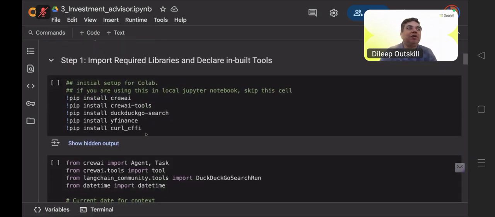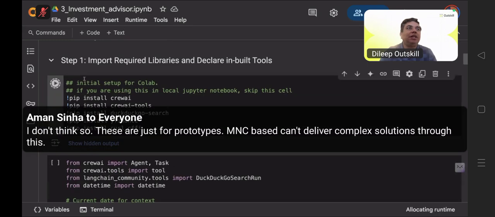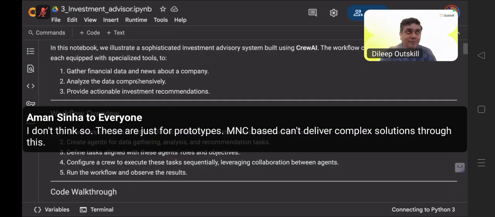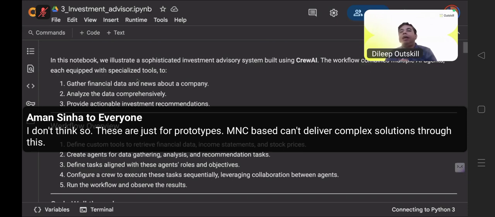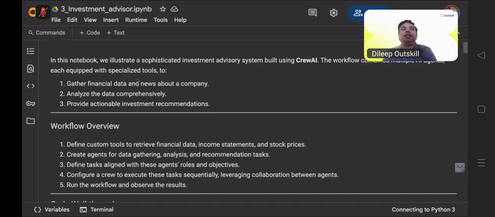So first, before I explain, let me do the installations and get them out of the way. So here I'm going to define the custom tools to retrieve the financial data, to retrieve the income statements, and to get my stock prices. Those are the tools I'm going to define to get the income statement, financial statement, stock price, and also news related to the particular stock, because the existing news also is important to make the decision.